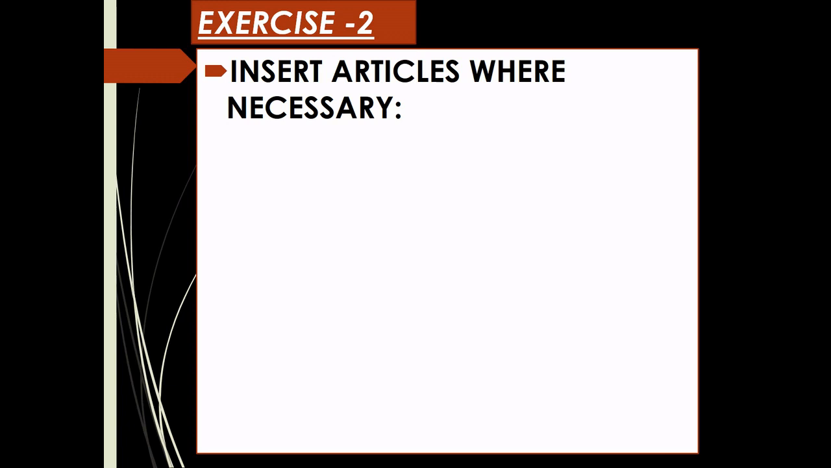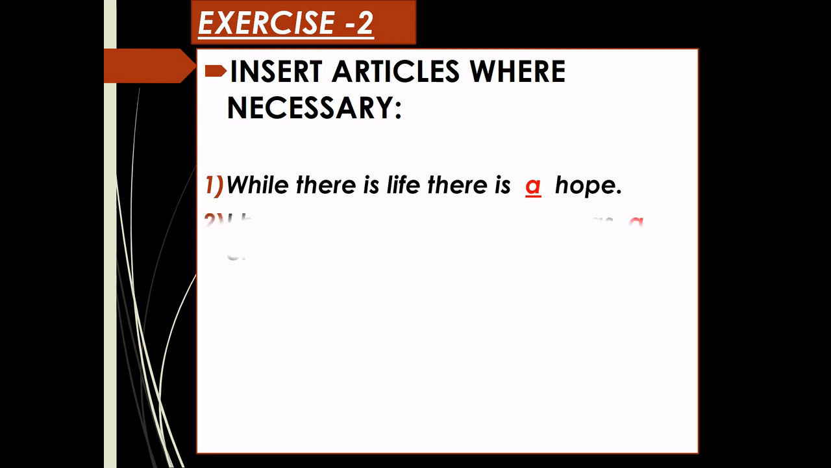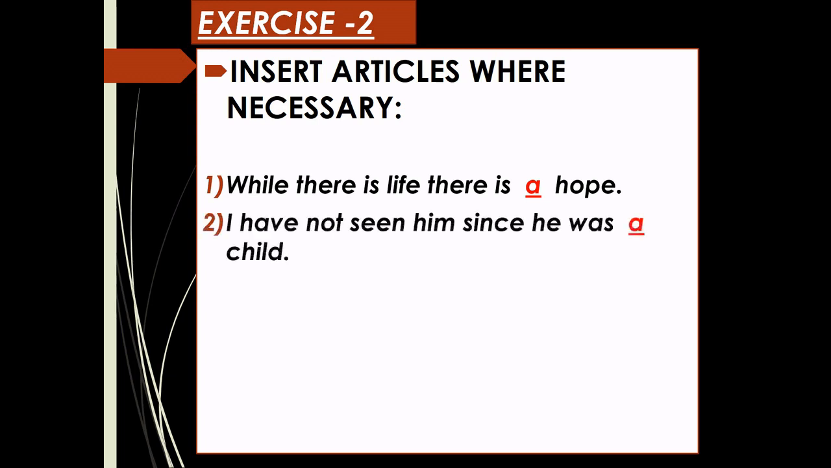So let's see exercise number 2. Insert articles where necessary. Number 1. While there is a life, there is a hope. So here the word hope is starting with a consonant sound and it is a singular noun. That is why a is used with it. Number 2. I have not seen him since he was a child. So here the word child is starting with a consonant and it is a singular noun. That is why a is used here.